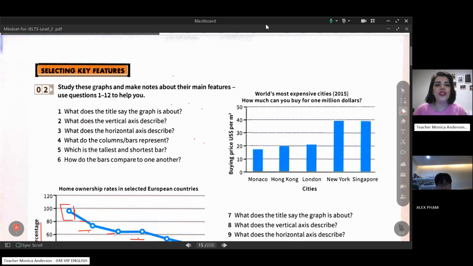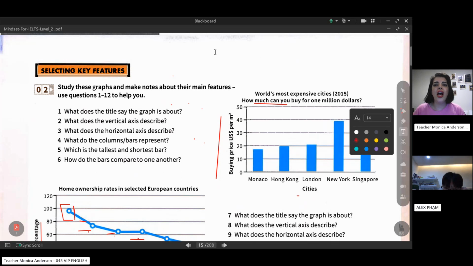Again, we have the same question. So what is the title? It's about the world's most expensive cities in 2015. Yes, of course. And number two, what does the vertical axis describe? The buying price in US dollars per square meter.